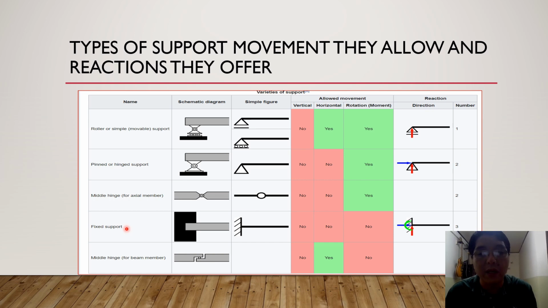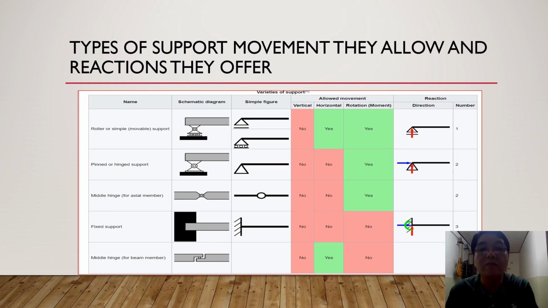Itong fixed support, ito pag-aralan natin. Yung fixed, ganito yan. Yan, mga naka-fix. Representation niyan, figure. Hindi daw siya nag-allow ng vertical, hindi rin siya nag-allow ng horizontal, at hindi rin pwede sa kanya ang umikot. Okay? So, kapag nasa support, magre-react daw yan ng vertical, may reaction ng horizontal, at may reaction din sa pag-ikot. So, therefore, yun po yung reaction na ibinibigay ng ating fixed support.